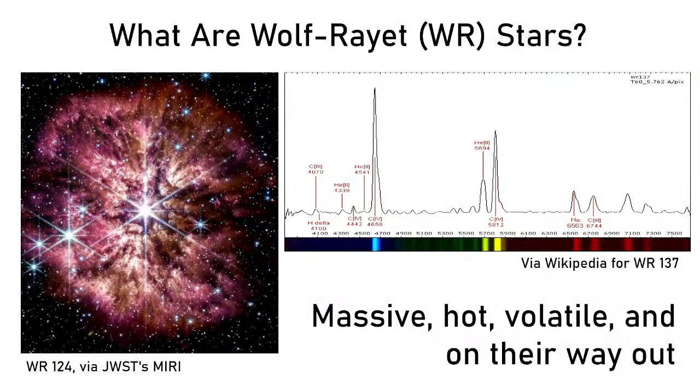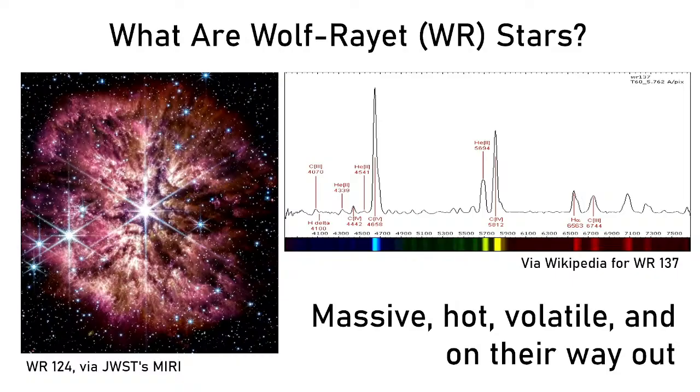Wolf-Rayet stars are very massive, very hot, and volatile stars that are nearing the ends of their lifetimes. In preparation for the end, they've blown off all of their hydrogen, or most of their hydrogen, and they have now exposed their very hot, powerful stellar winds underneath that layer of hydrogen.